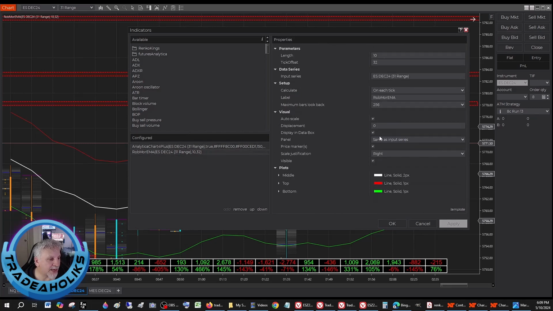Then let's have a look at the EMAs that I got. Now you can just see the settings there. That's the whole lot there.